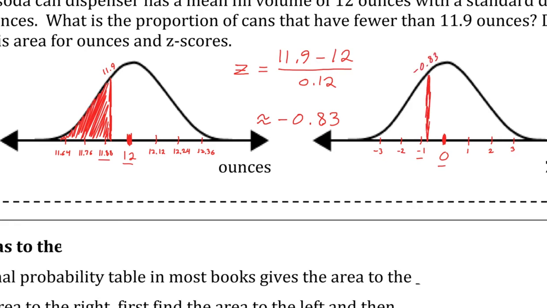And since we want the proportion of cans to have fewer than that z-score, we would shade the area to the left of that. Note that these two graphs are identical aside from the scale. Now that we have the graphs created and we have the z-score calculated, we're going to go to the normal probability table in Appendix A to determine what proportion is to the left of the z-score of negative 0.83.